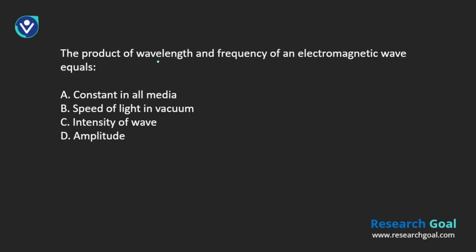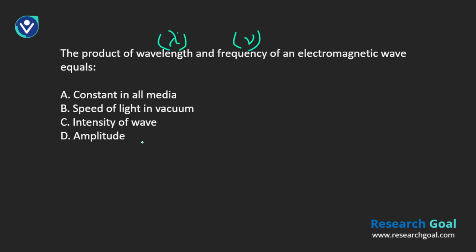The next question is, the product of wavelength lambda and frequency nu of an electromagnetic wave equals. Again, it's also the same kind of question where I'm trying to ask you a relationship between different components. So we need to understand the relationship between these parameters, right? Wavelength and frequency. Again, we have an equation for that. All right. Option A, constant in all media, speed of light in vacuum, intensity of wave, amplitude.